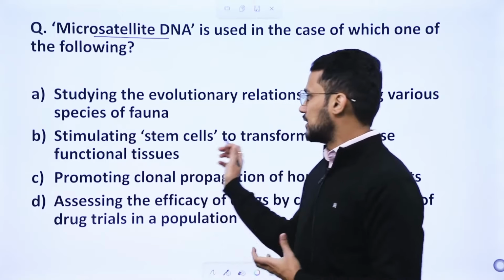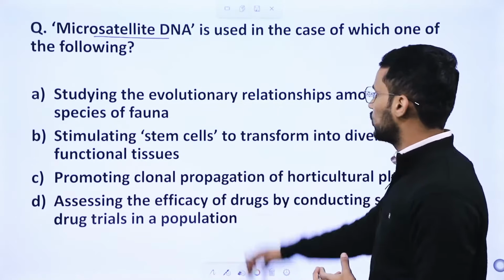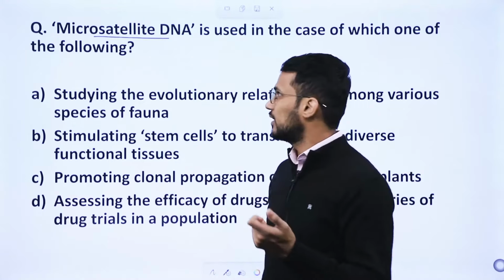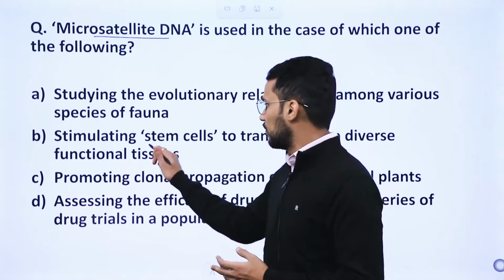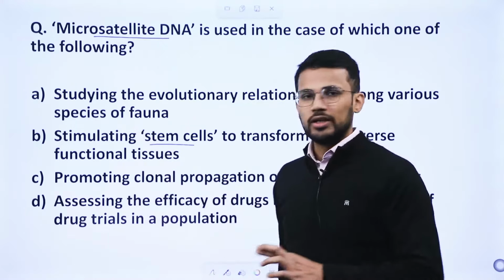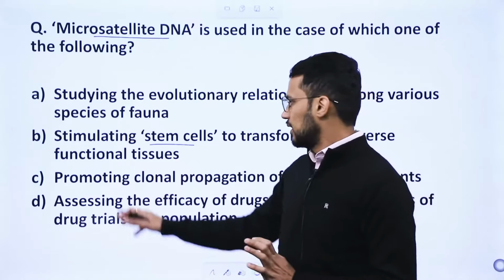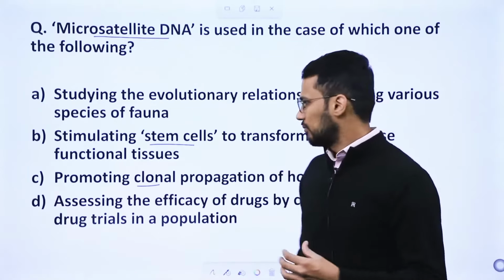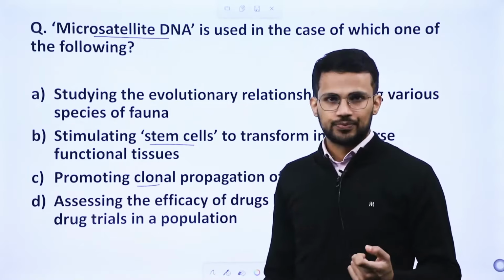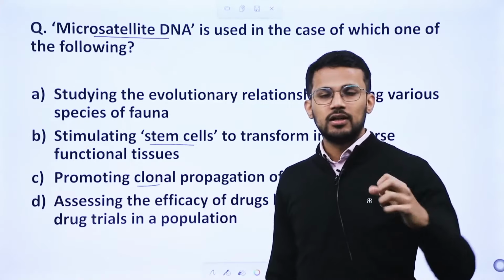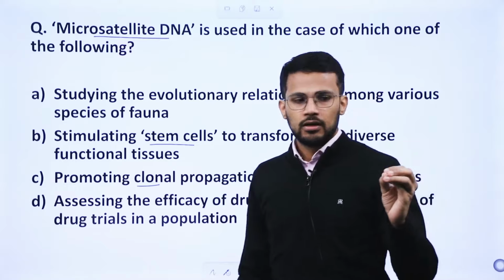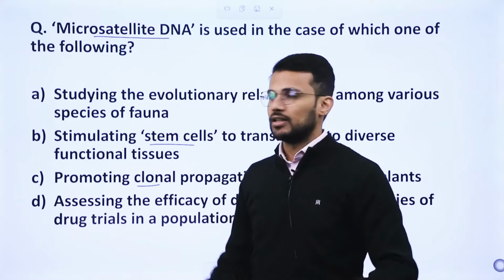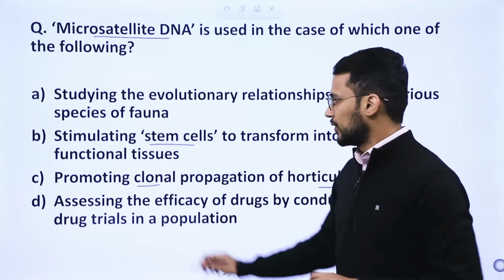For example, stimulating stem cells to transform into diverse functional tissues. Now, this is not related to stem cells. Microsatellite DNA is not related to stem cells. If you are aware of the stem cell concept, you would be able to eliminate this statement, right. Then promoting clonal propagation of horticulture plants. Now, again in cloning, hardly do we play with DNA, right. We take a somatic cell, we use the nucleus of that somatic cell in order to get a clone. Hardly are we tweaking DNA, and that is why you can eliminate option C as well.